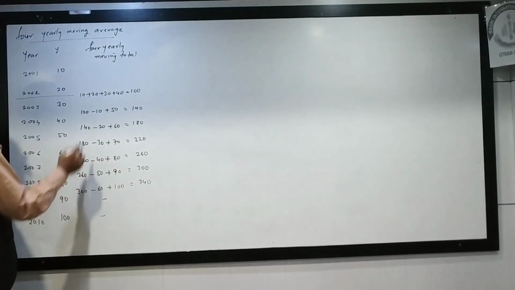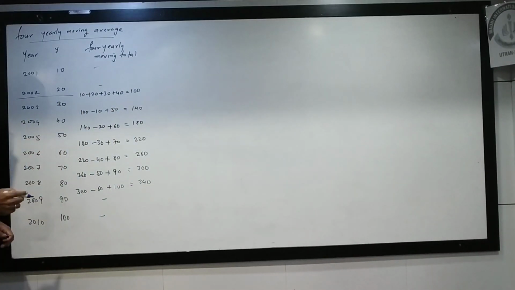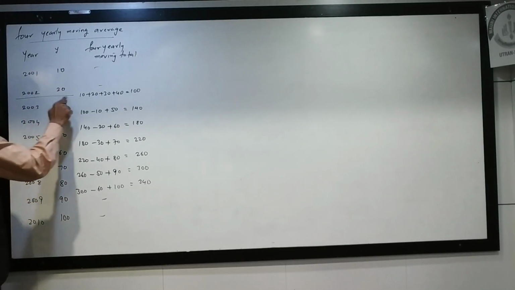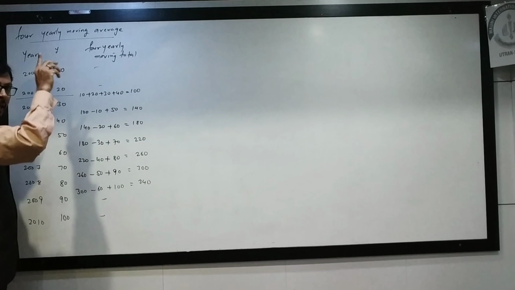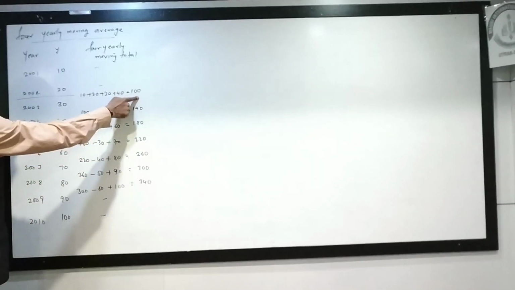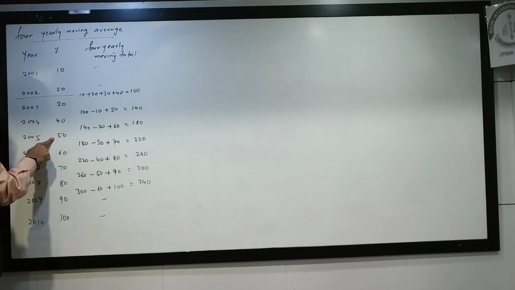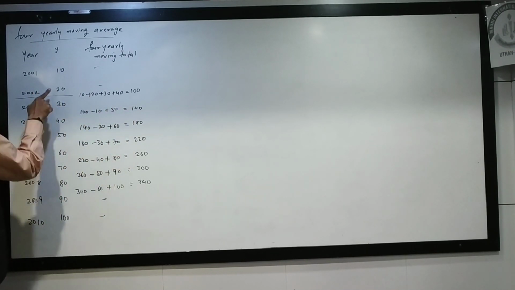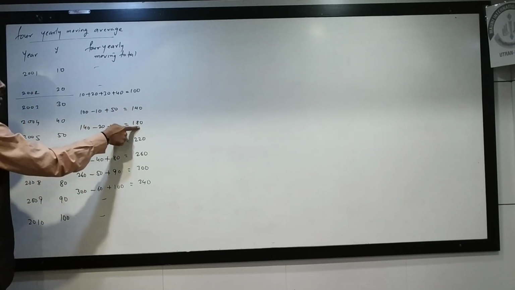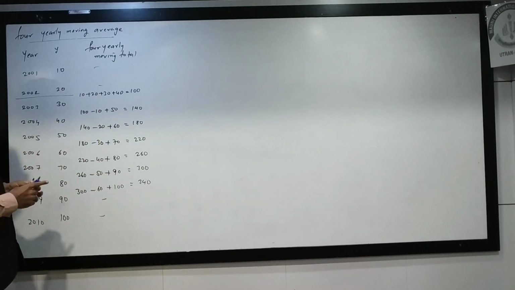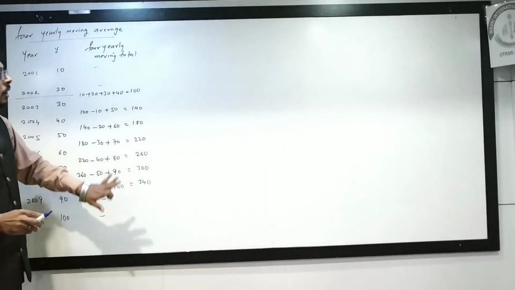First, write the first 4 numbers, and you are leaving the line between all of them. As you got the first answer, from this answer you separate the first one and add the fifth one. Then from the answer, separate the second one and add the sixth one. From the answer, separate the third one and add the seventh one. In this way, you will get this 4 yearly total.